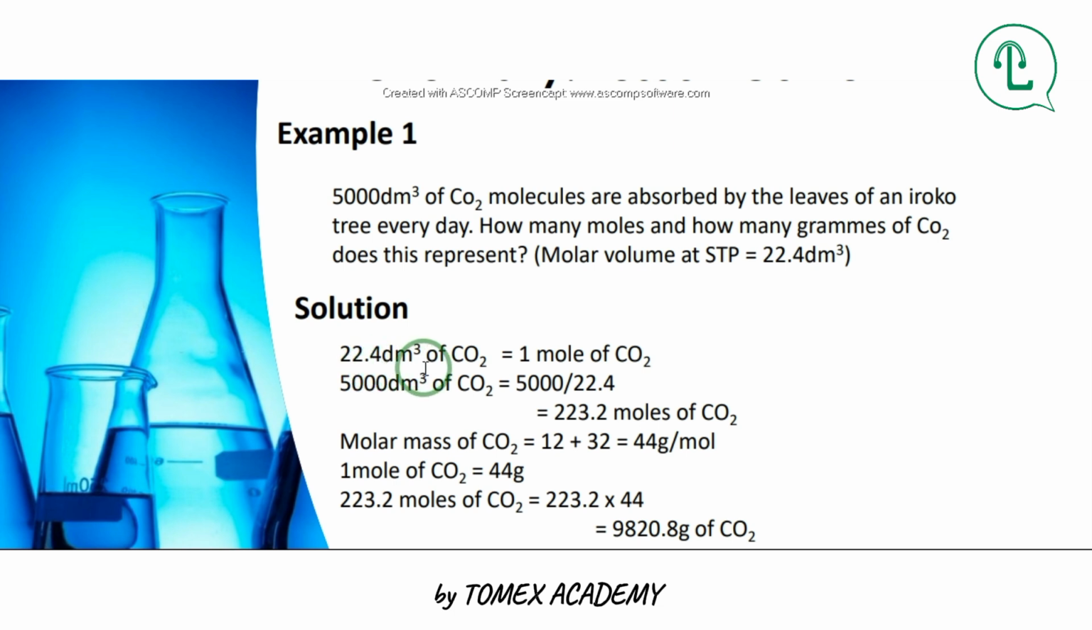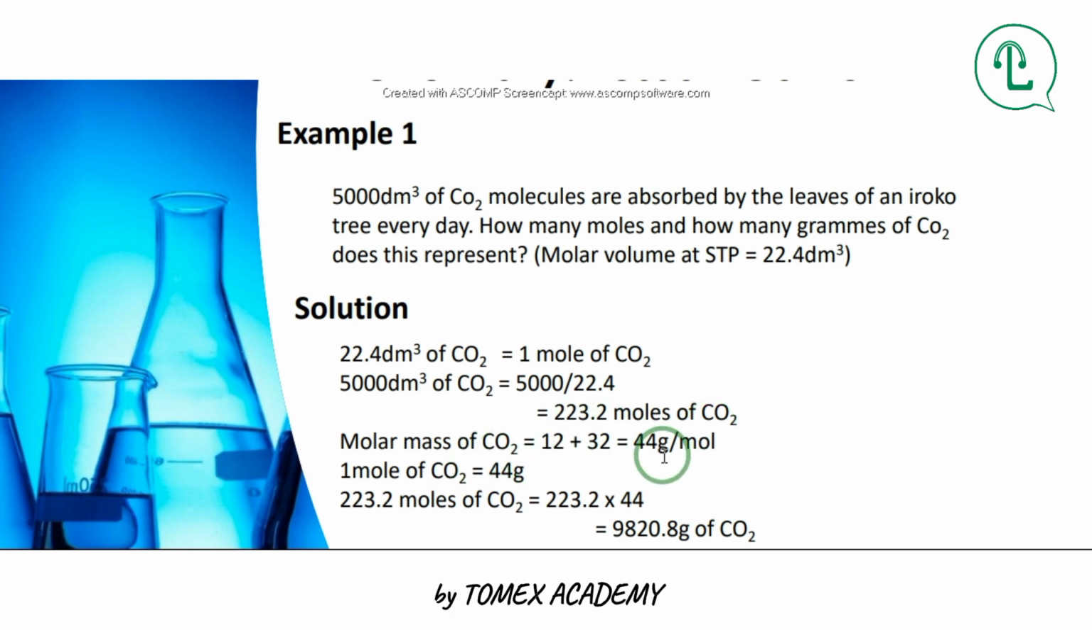So since 22.4 dm³ of CO2 equals 1 mole of CO2, then 5,000 dm³ of CO2 will now be equal to, we can cross multiply, that's 5,000 times 1, so that's 5,000 divided by 22.4. So this is comparison. We are comparing with the standard to get what? To get 223.2 moles of CO2.